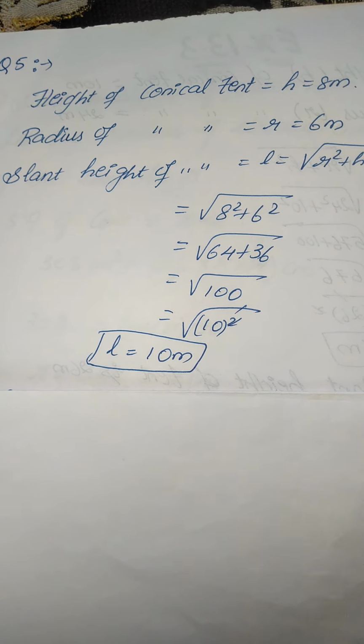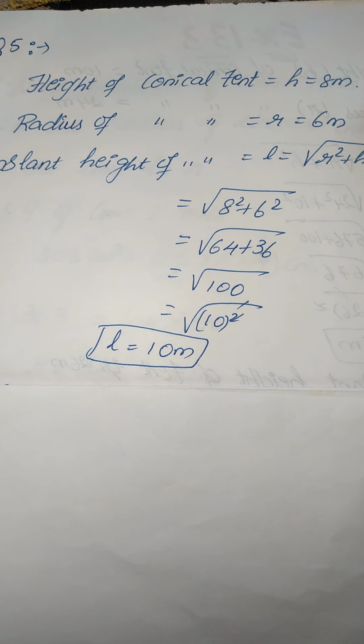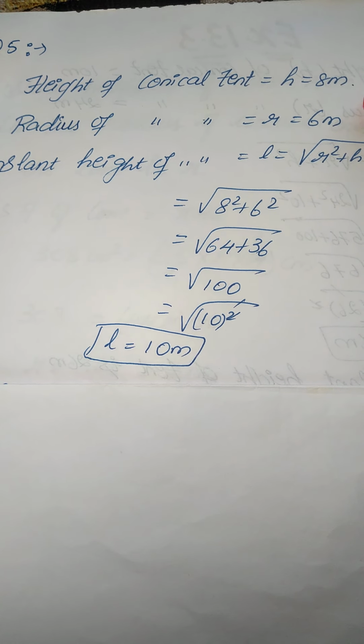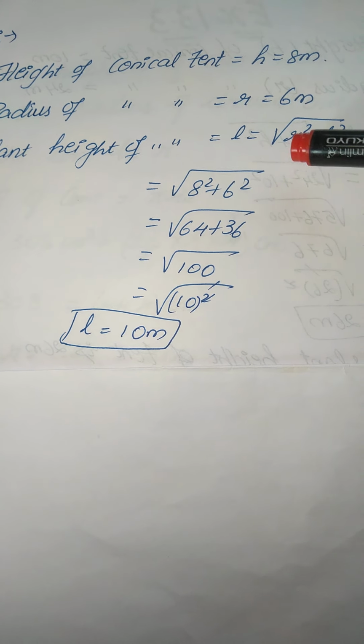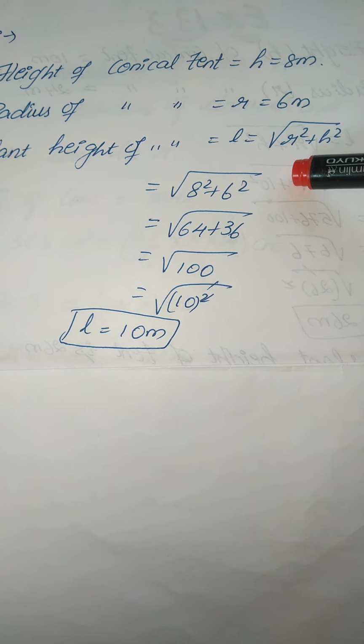Remember that point. In this question, first of all, they have not given the slant height. They have given the height of the conical tent. Hence, I will find out the slant height first using the formula square root of r square plus h square. Now, substituting the values of h as 8 square and r as 6 square. On adding, I will get 64 plus 36 is 100. Whose square is 100 means 10 square is 100. Cancel square and square root. L is equal to 10 meters, that I got.